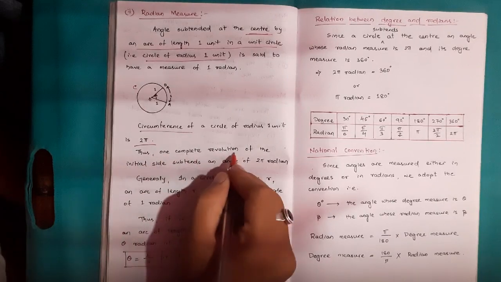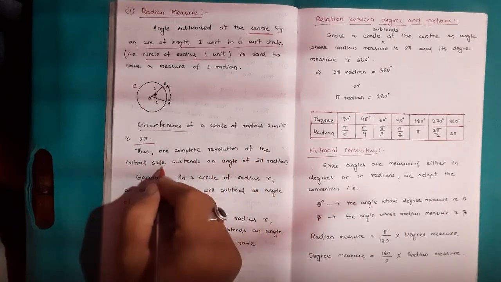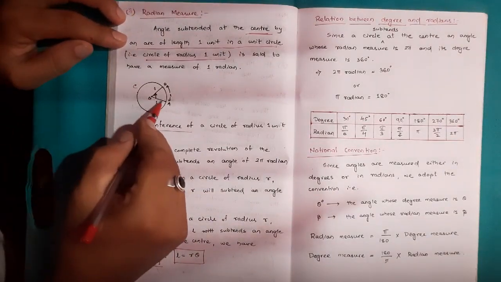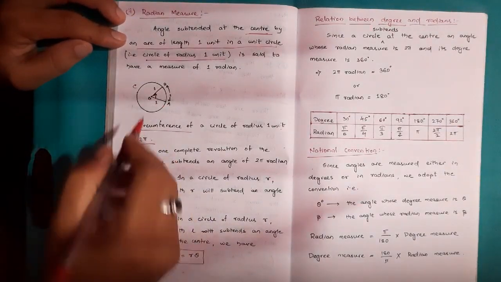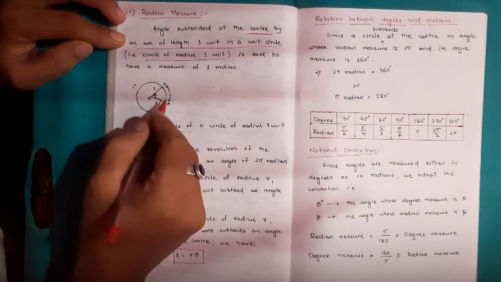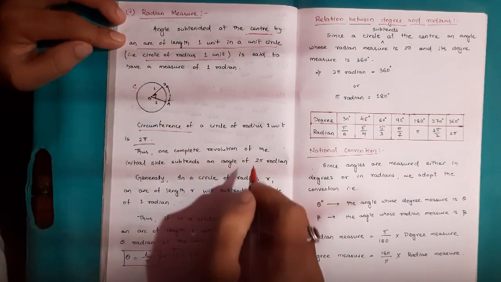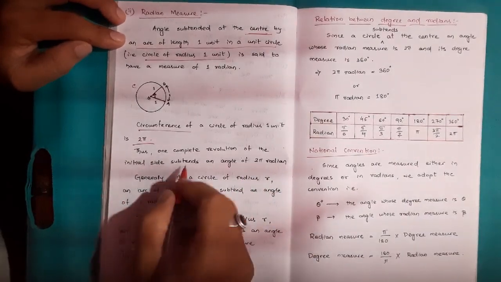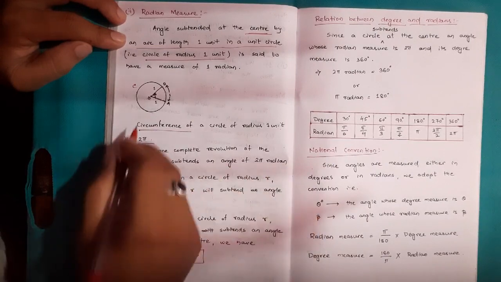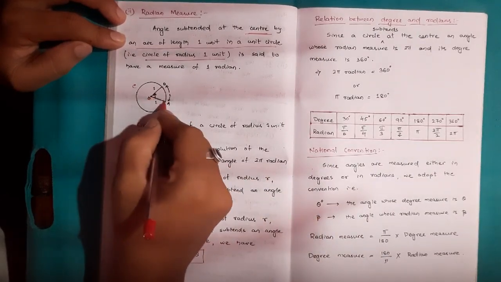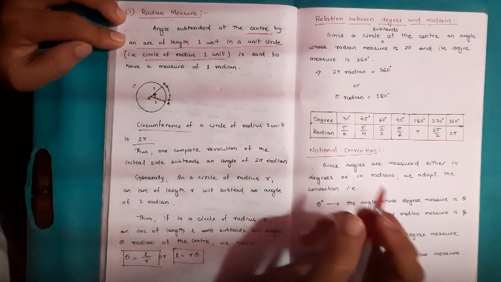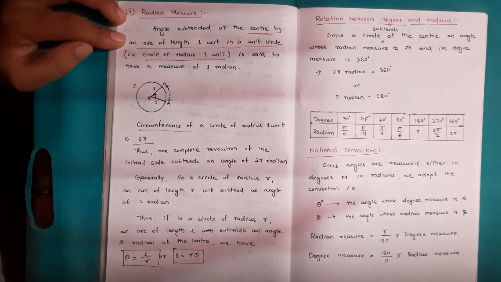one complete revolution of the initial side, that is, if we take OA as the initial side and it completes one revolution, then it subtends an angle of 2 pi radian at the center.